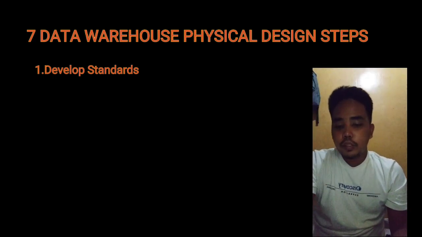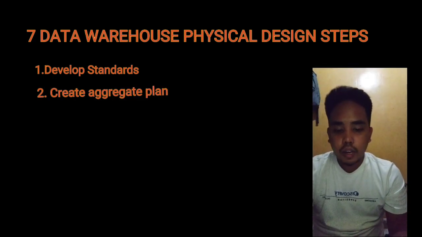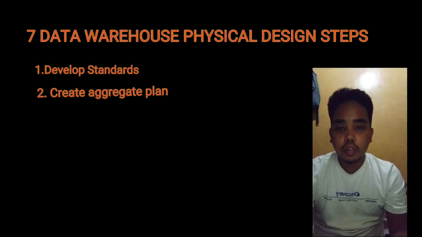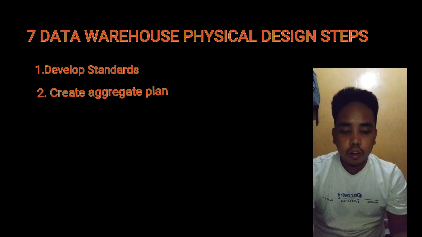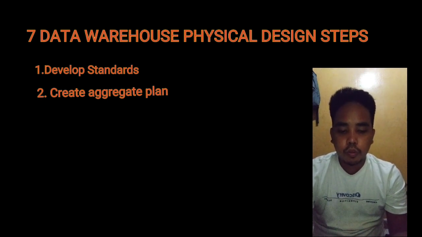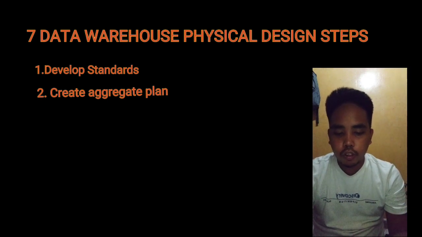So the next step is create aggregate plan. Aggregate planning helps achieve balance between operational goal, financial goal, and overall strategic objective of the organization. The goal of the aggregate planning is to minimize operating costs by matching production demand with production capacity.